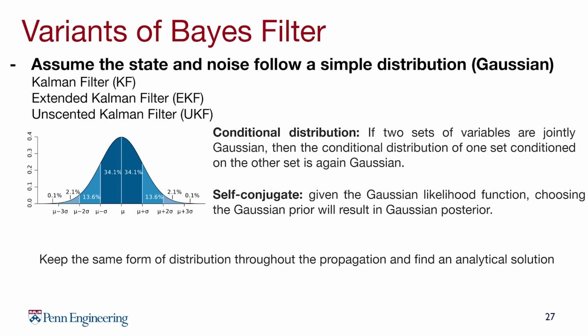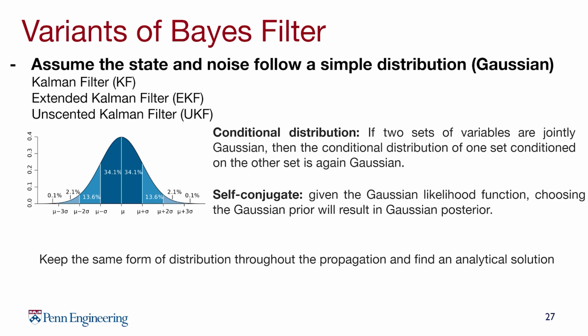The first idea is that since we know the distribution itself can be complicated, why don't we just use a very simple distribution and assume the state and noise all follow this simple distribution. And of course, we will use the Gaussian distribution here. This assumption actually gives us the big family of the Kalman filters. The good thing about the Gaussian distribution is that first, if two sets of variables are jointly Gaussian, then the conditional distribution of one set conditioned on the other set is again Gaussian.